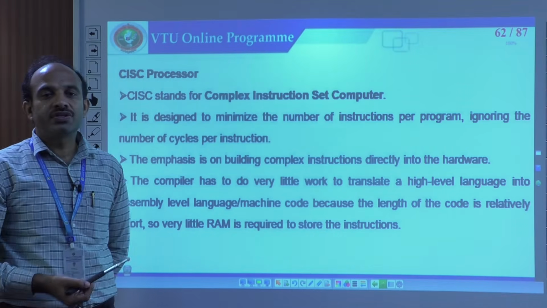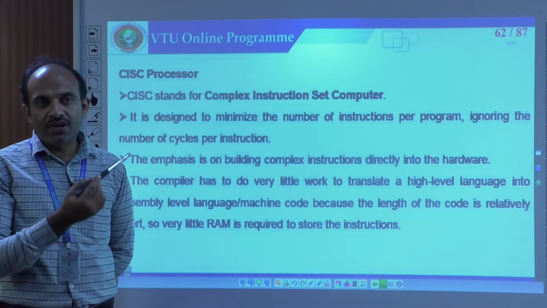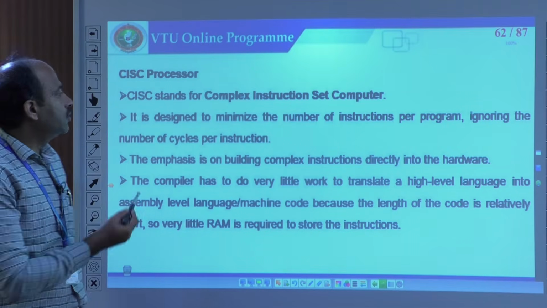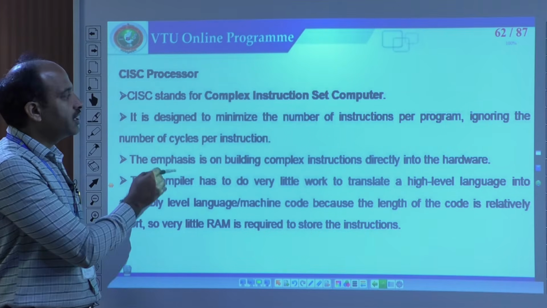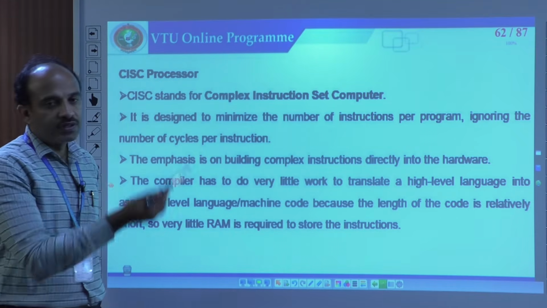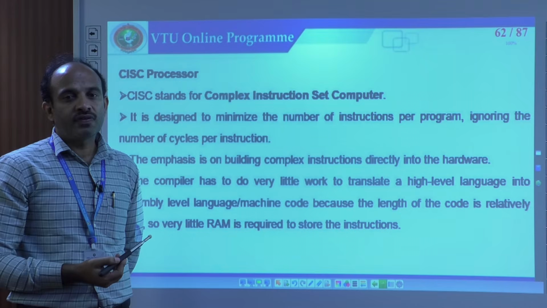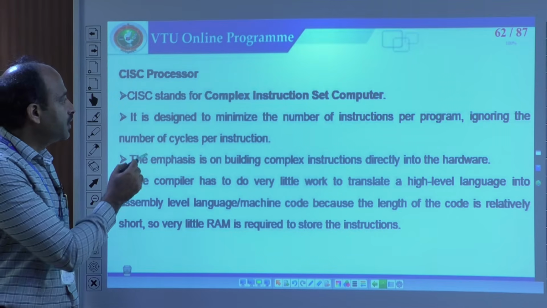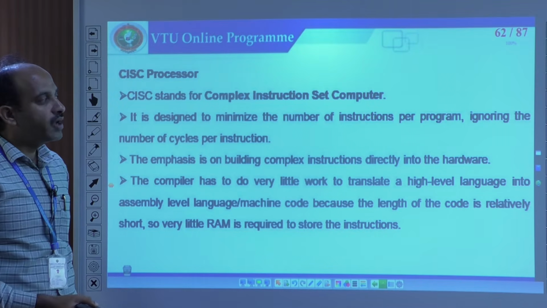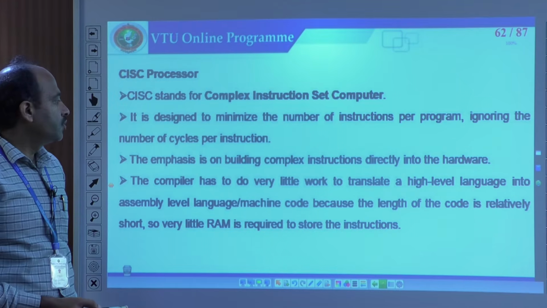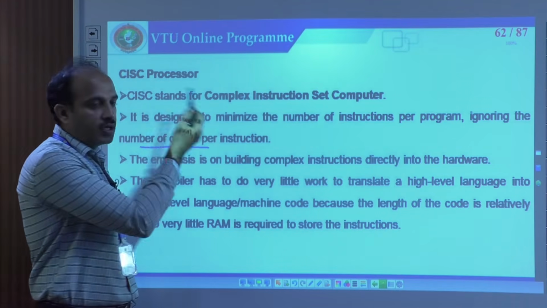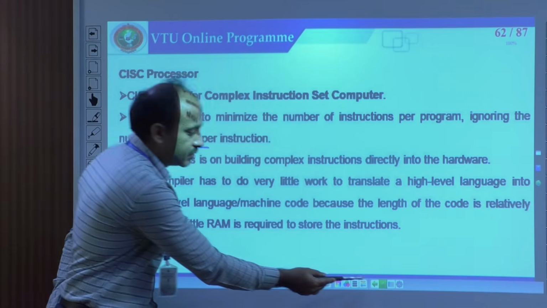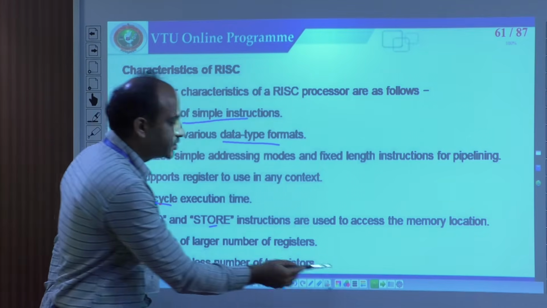Now another classification is CISC. One is reduced, and here is the complex instruction set computer. How has it been designed? It is designed to minimize the number of instructions per program. There we saw RISC, and now we will compare that with CISC. Here we are ignoring the number of cycles. In RISC there is only one cycle, execution is one cycle, right. That is what we have seen, one cycle execution time.